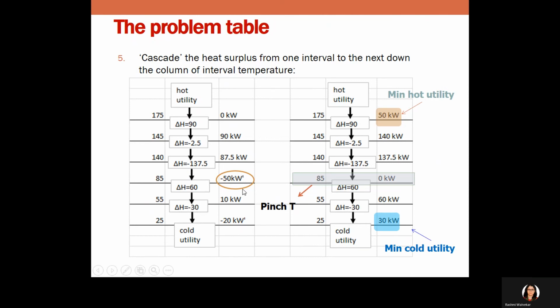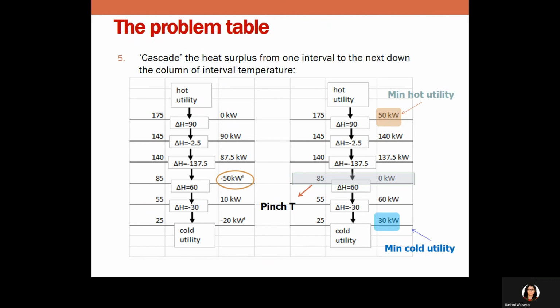Now look at the lowest enthalpy value from your cascade table, and repeat for the second round. This is minus 50. But you cannot have a minus 50 requirement. We make it positive. The minimum hot utility requirement is 50 kilowatts. I repeat the same addition process again. 50 plus 90, 140. 140 plus negative 2.5, 137.5, and so on. At a certain point in your second round, you see 0 kilowatts.